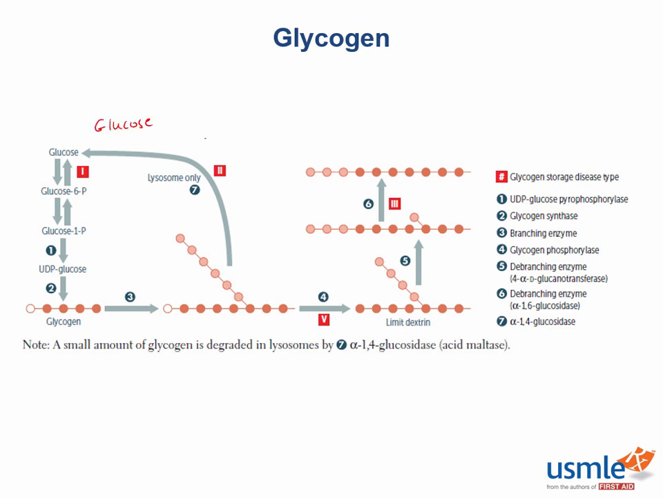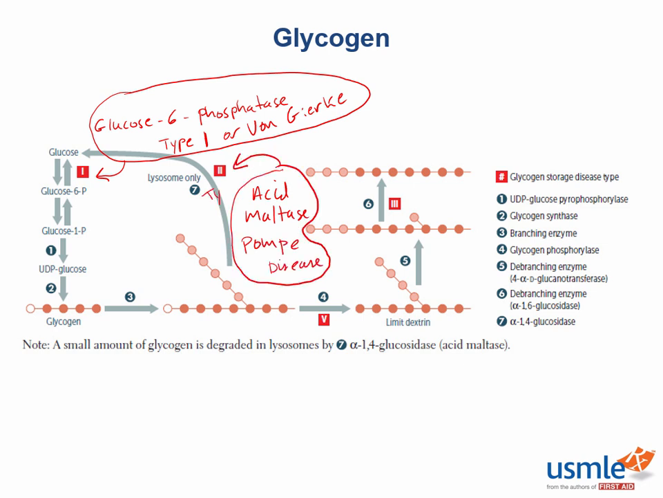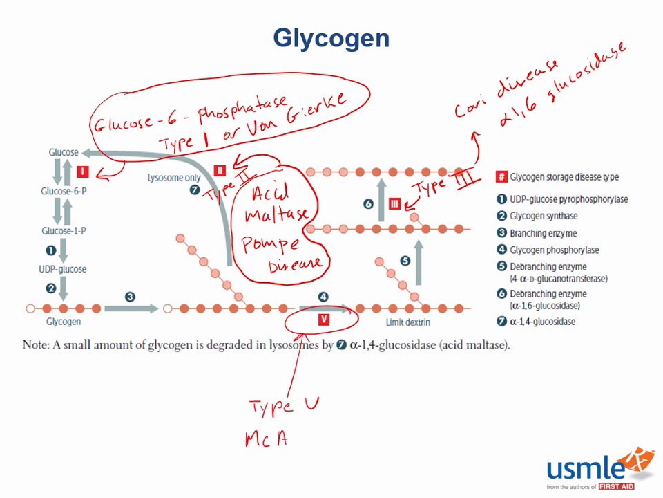Now, also in this figure, you can see where the defective enzymes of the glycogen storage diseases exist, with glucose 6-phosphatase being deficient in type 1 glycogen storage disease, or von Gierke's disease. And in type 2 glycogen storage disease, or Pompe disease, you have an acid maltase deficiency. And in type 3 glycogen storage disease, or Cori disease, the alpha-1,6-glucosidase function of debranching enzyme is deficient. And in type 5 glycogen storage disease, or McArdle disease, skeletal muscle glycogen phosphorylase is deficient.